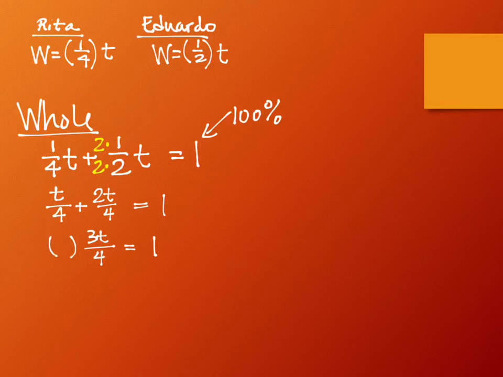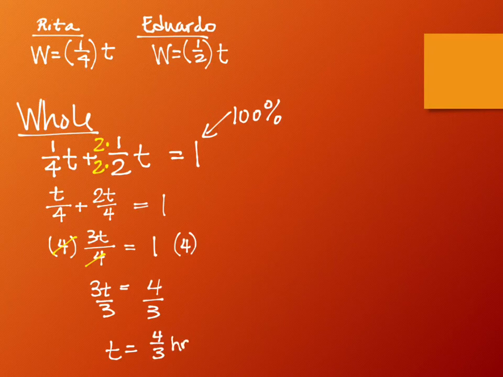Okay, we can multiply by 4. If you want to do it all in one time, you can. We can do it in 2 steps as well. So if I multiply by 4, I'm left with 3T on the left and now 4 on the right. And then divide by 3. And while it's not a very pretty number, this is 4/3 of an hour.